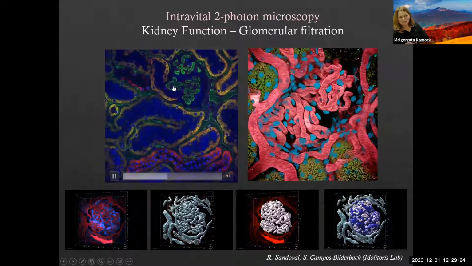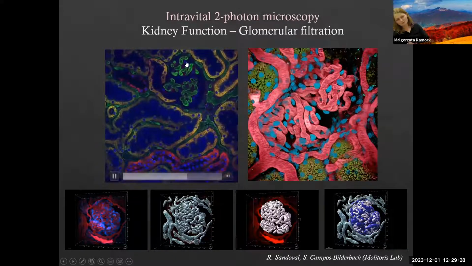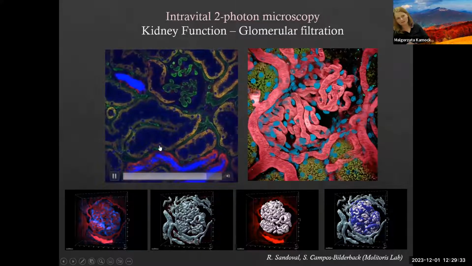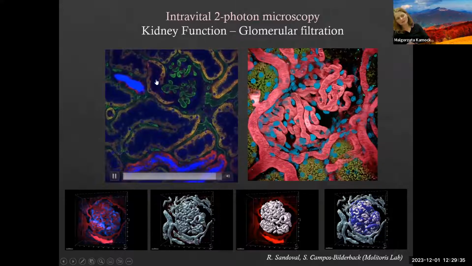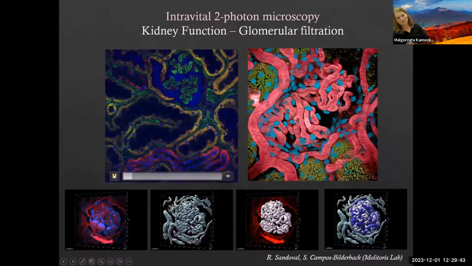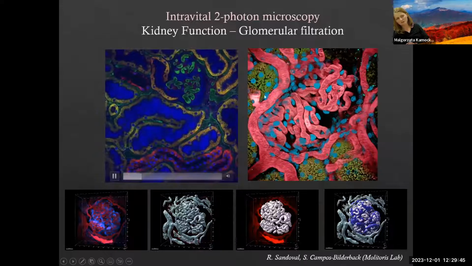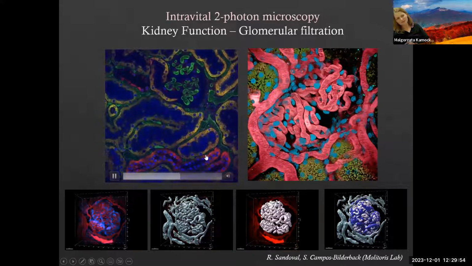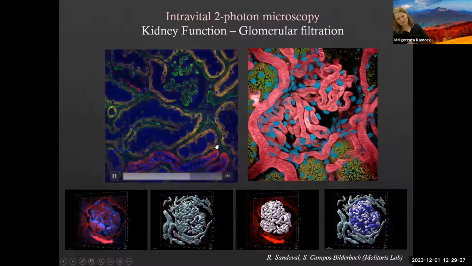The capillaries of the glomerulus and other capillaries are visible by injecting high molecular weight dextran, which is not filtered, so it stays in the vasculature. Then Ruben injected low molecular weight dextran, labeled with a blue fluorophore. Let me play it again. It gets filtered from the glomerulus, goes to the tubules, and then finally accumulates in the distal tubules and collecting duct. So you will see accumulation of blue signal over there.